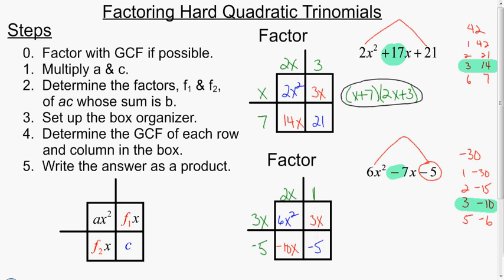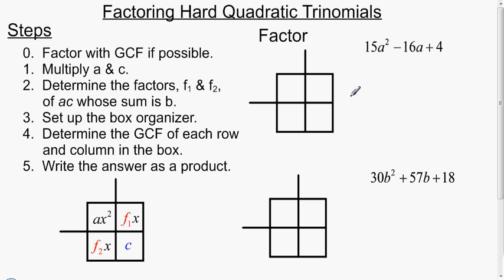So writing my product here using these terms and these terms, I will in fact get 3x minus 5, that quantity times the quantity of 2x plus 1. And as always, you could take your factored answer, FOIL it out, and you would see that you would get the original problem.